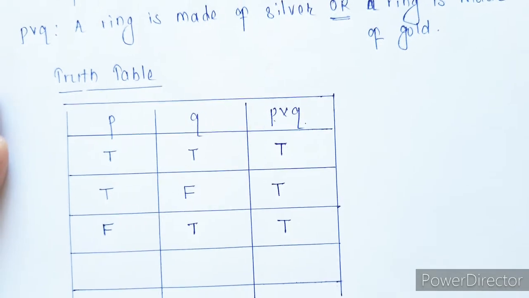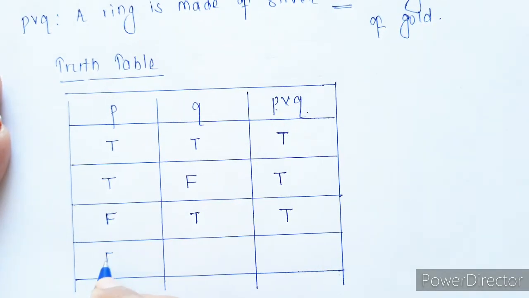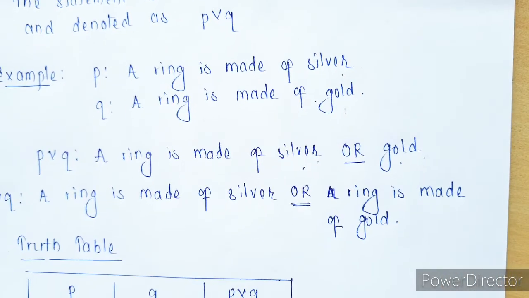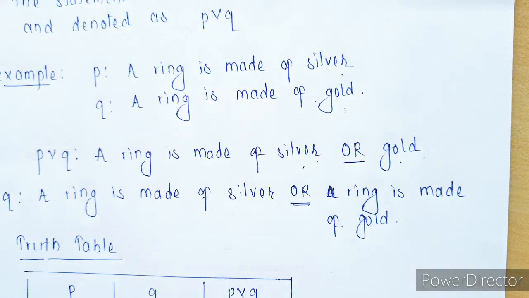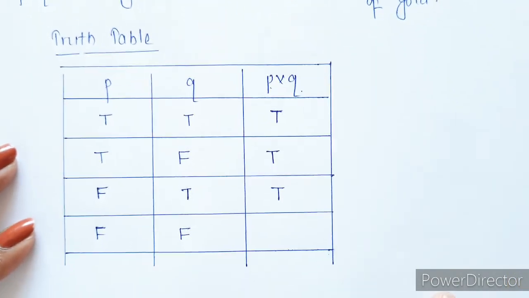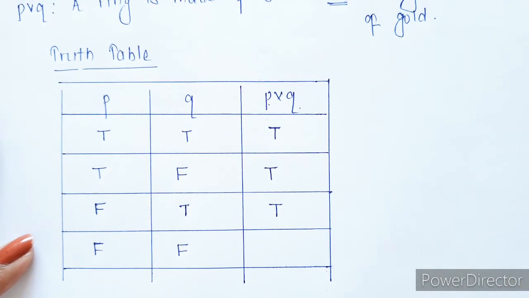Okay. Now next case, let's assume that both the sentences are false, that we don't have a ring which is made of silver, as well as we even don't have a ring which is made of gold. But still we are saying a ring is made of silver or gold. Even though both the sentences are false, we are still saying that a ring is made of silver or gold. This becomes false.